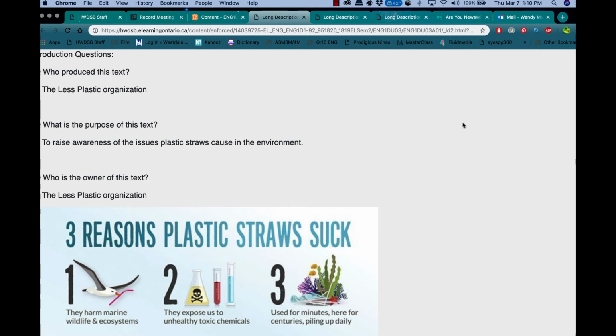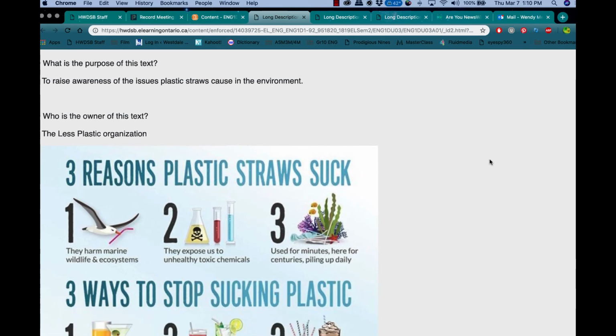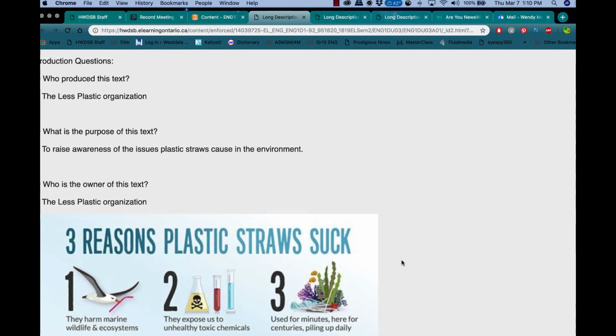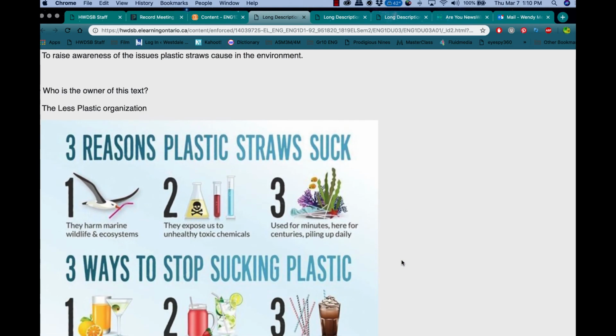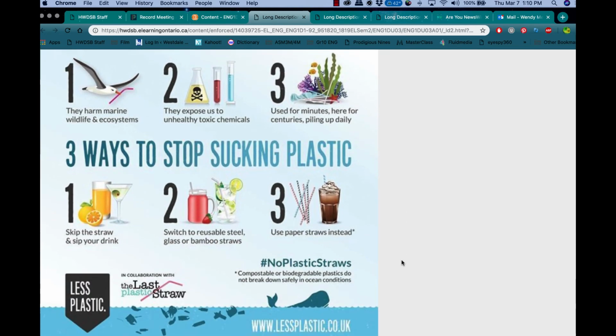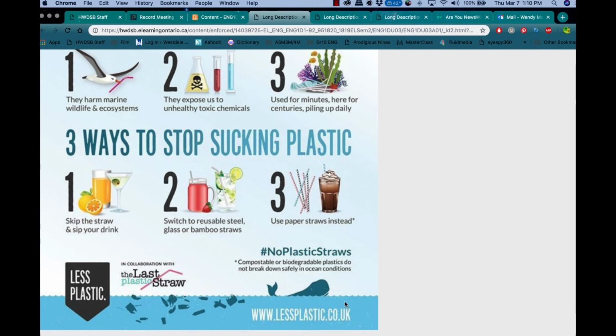And then you look at the production questions. Who produced it? So it's the Less Plastic organization in the UK. What's the purpose of it? To raise awareness. And who's the owner? The Less Plastic organization. Another part of production would be the layout, because it's a poster, so it's the chosen font, it's how they organize things in the poster, it's the images that they've chosen. All of those things go together to gain an audience and influence them.